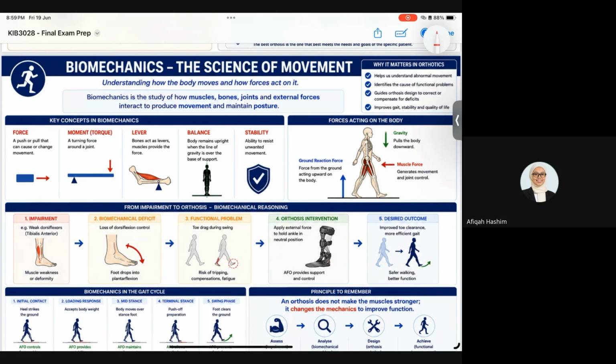So if you follow this sequence, your answer will sound like you are thinking as an orthotist rather than simply memorizing the facts. So remember, biomechanics is not about naming orthosis. It's about how orthosis changes the forces and movement of the body to improve the function. Remember: problem, muscle, joint, biomechanical effect, orthosis action, functional outcome.